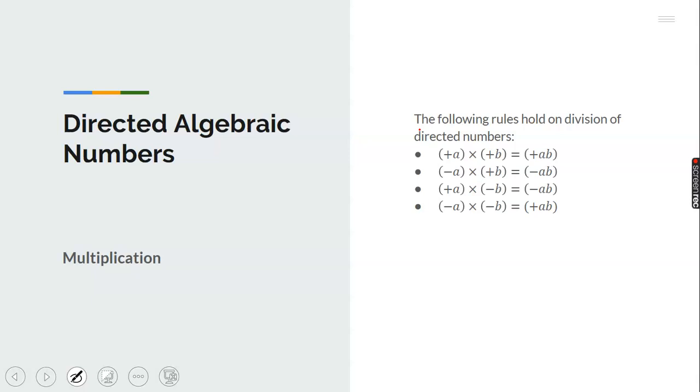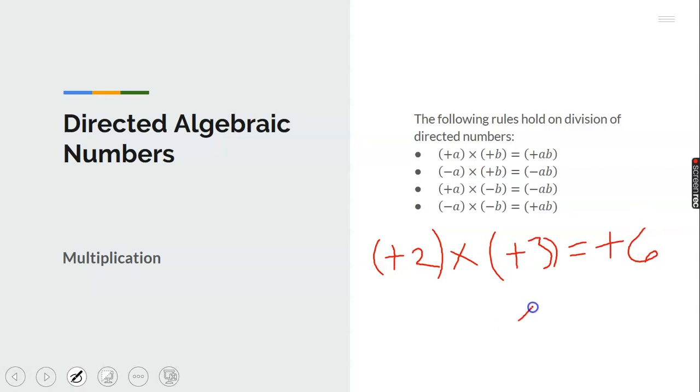How do you multiply two numbers? That is the question. Now we must follow these rules, these guidelines. We'll be talking about rules in the beginning of this class. When you are multiplying positive A and positive B, we give you positive AB. This is what I'm saying. If you are having plus 2 multiplied by plus 3, this will give you plus 6. Yes or no? Yes.